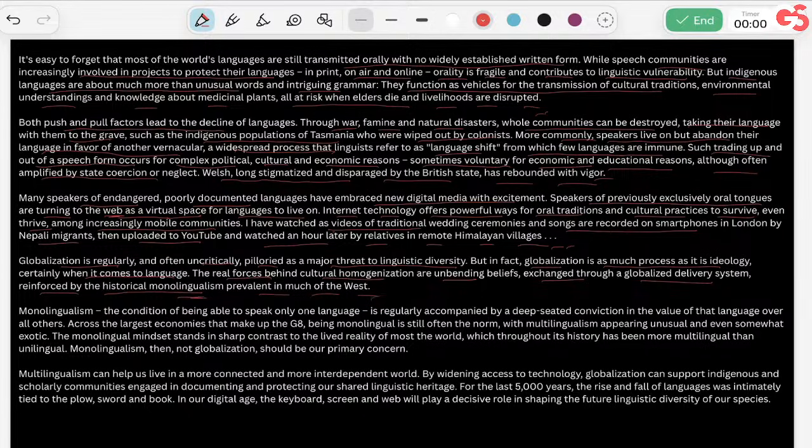मोनोलिंगुअलिज्म, इंग्लिश की बात हो रही है, ठीक है। Monolingualism, the condition of being able to speak only one language, is regularly accompanied by deep-seated conviction is the value of that language over all others. Across the largest economies that make up the G8, being monolingual is still often the norm, with multilingualism appearing unusual and even somewhat exotic.